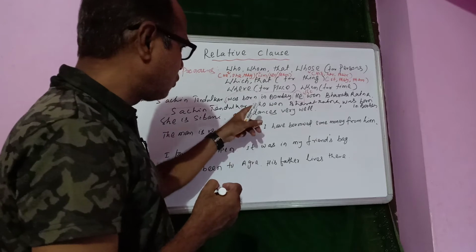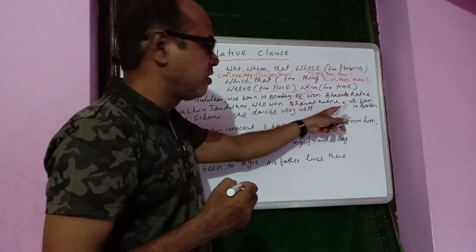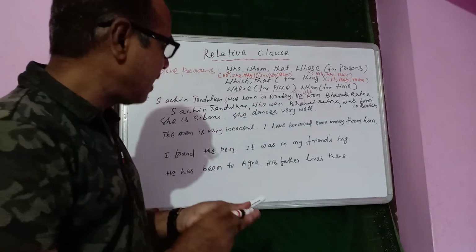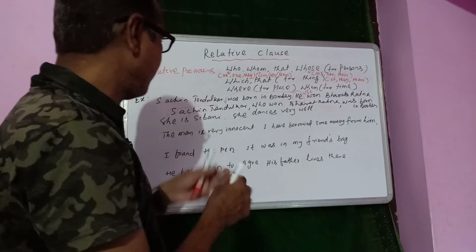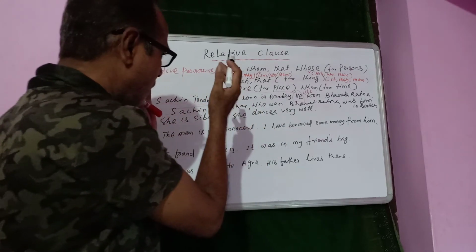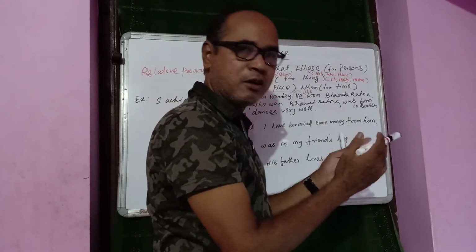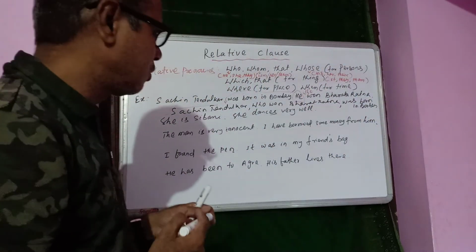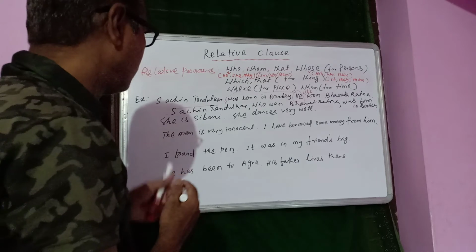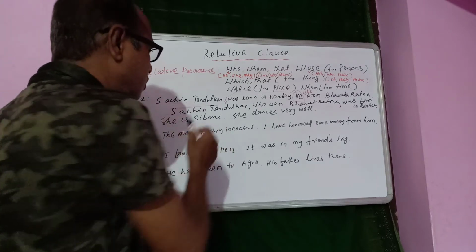Before the relative clause we can use a comma, and after the relative clause we can use a comma, as it comes in the middle of the main clause. Sachin Tendulkar is the first part of the main clause. Was born in Bombay is the second part of the main clause. Are you clear?